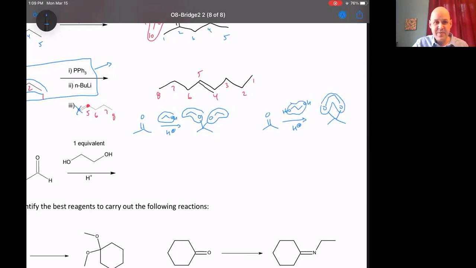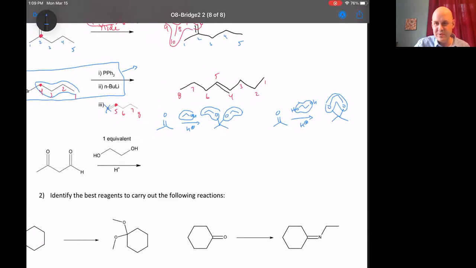So basically, if you added a whole bunch of this ethylene glycol, we would do this kind of thing to both your ketone and your aldehyde. But if we only have 1 equivalent, really the question is, which of these carbonyls will react first? And so which of these carbonyls is most reactive?